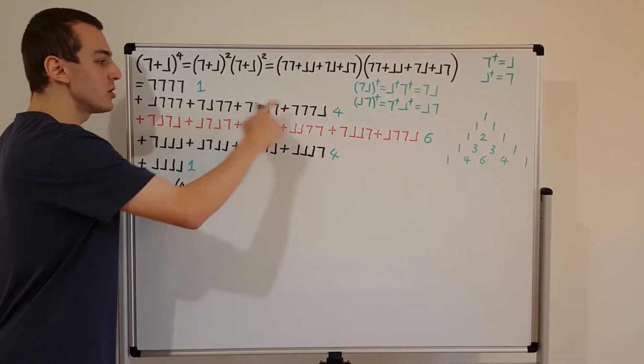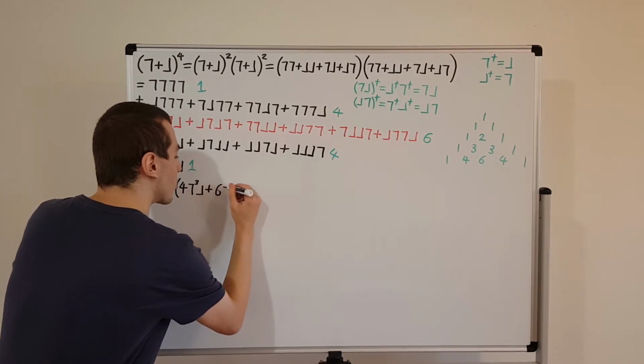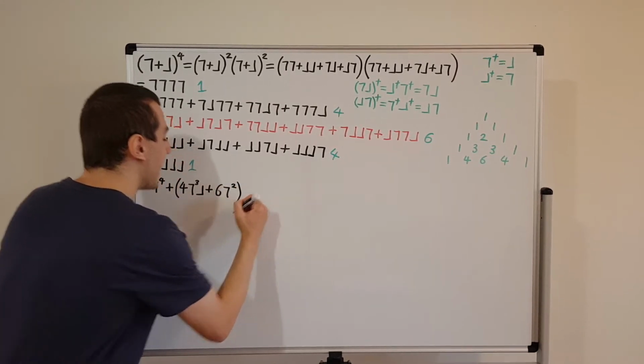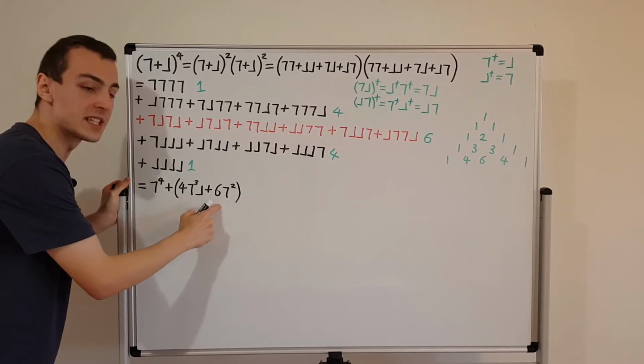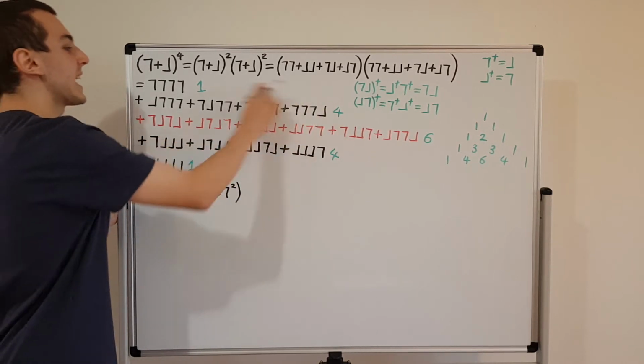Because of the non-commuting nature, we're also going to get 6 copies of the raising operator squared. And later I will derive where this comes from. So this over here has come from the second row.